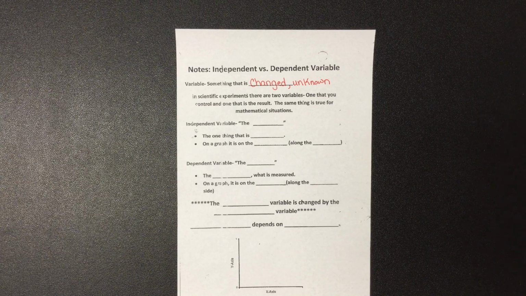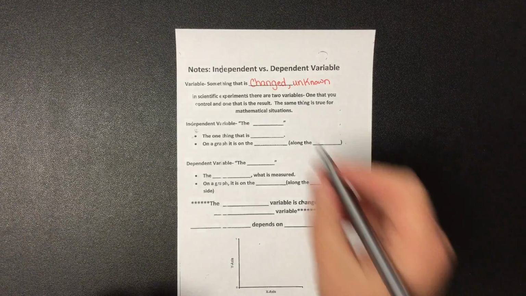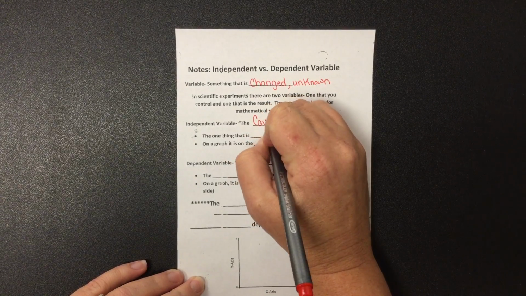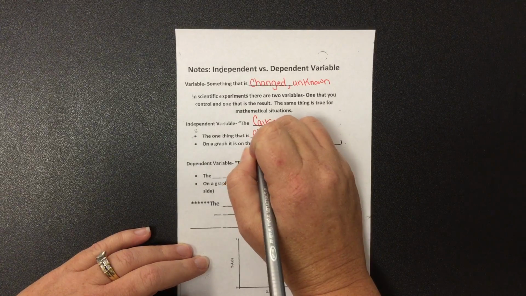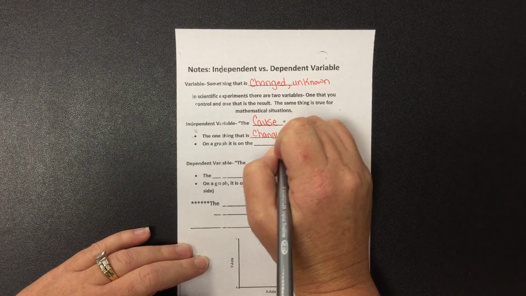For example, Maddie did the baseball one. Her variable that she was controlling was the bat. Okay, the thing that she didn't know, the thing that relied on the bat that she was using, was the distance that the ball traveled. All right, so let's talk about independent variable. That would be the cause. The independent variable is the one thing that is changing.